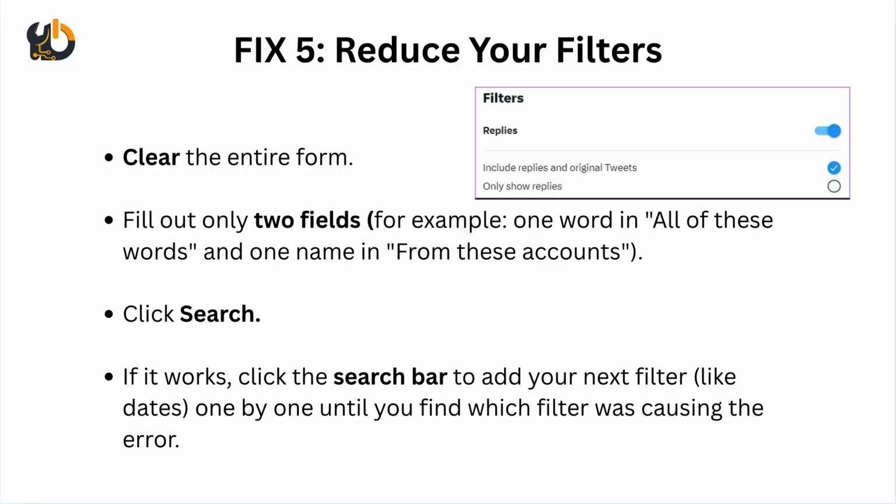Fifth issue is reduce your filters. Clear the entire form. Fill out only two fields: all of these words and mention the one name in from these accounts. Click search. If it works, clear the search bar and add your next filter one by one until you find which filter was causing the error.